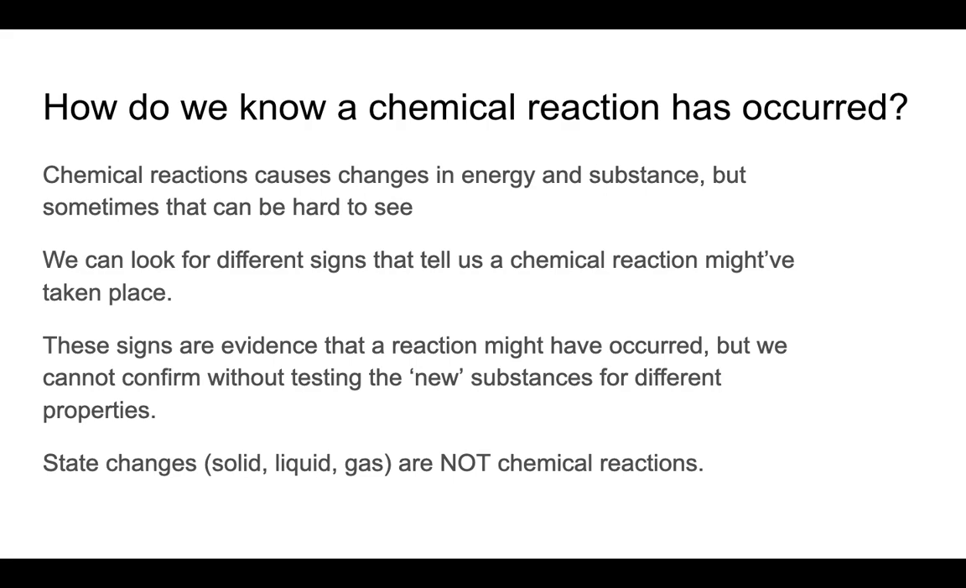We basically need to test that new substance to make sure it's got different properties. Remember that each element in a substance, like each element on the periodic table, has its own properties. It's got its own density, its own melting point, its own boiling point. So if we were to test a new substance at the end of a chemical reaction, and that new substance had different properties, then we can say that this substance was not here before the reaction occurred, so a chemical reaction must have taken place.